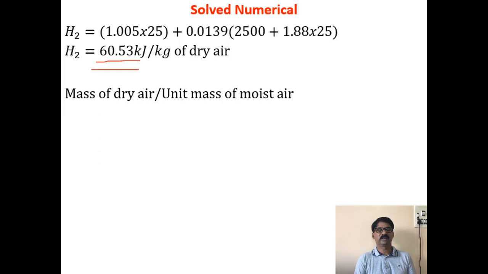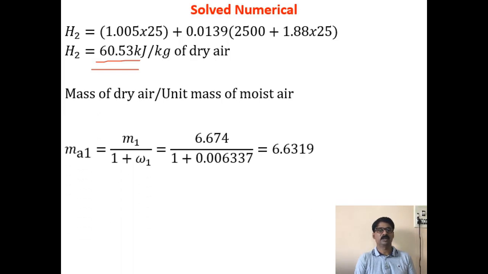Now mass of dry air per unit mass of moist air. So you have a formula, Ma1 is equal to M1 divided by 1 plus omega 1, right? Because 1 is the mass of dry air and this is the mass of moisture, that is 0.00637 kg per kg of dry air. So every 1 kg of dry air has the omega moisture content of this. That is why the total mass of air is 1 plus this omega value. So you are calculating mass of dry air per unit mass of moist air. So moist air is 1 plus this.